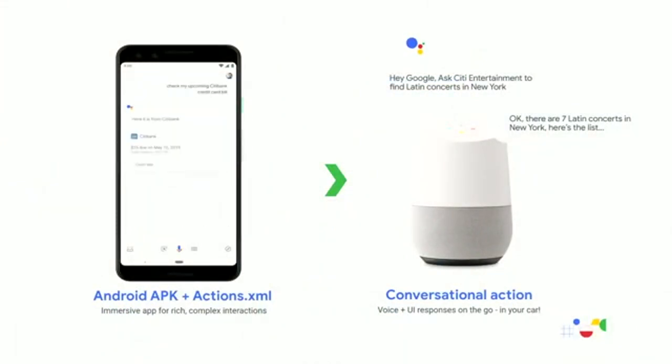So when I'm on my phone, I can check for my account balance, for my bills, and then I can always click on Open App to go into their app and take additional actions. Now, Citibank also created a conversational action.